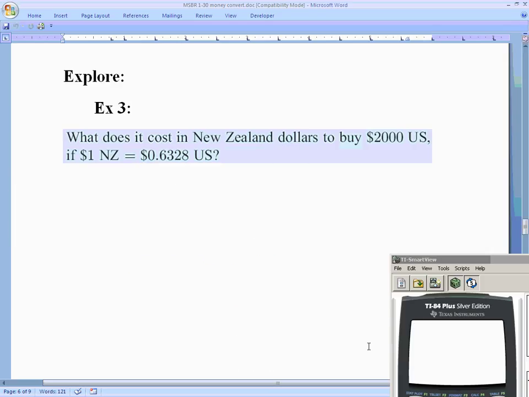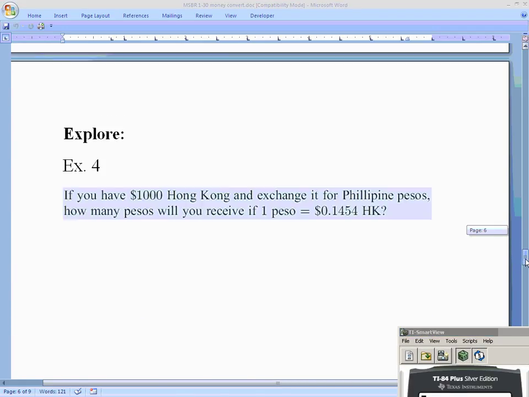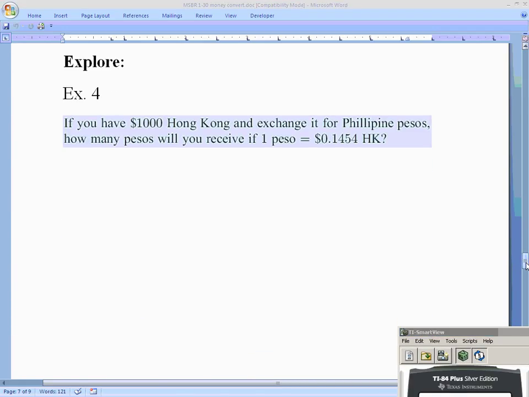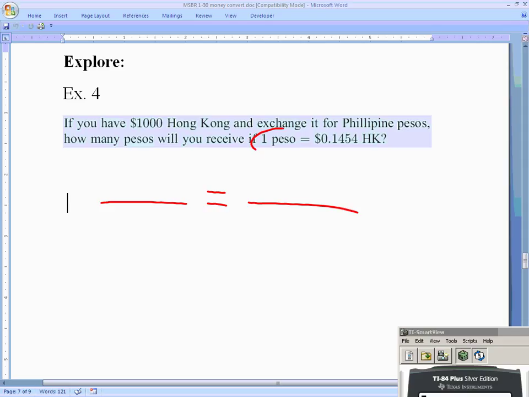One last example. If we have 1,000 Hong Kong dollars and we're exchanging it for Philippine pesos, how many pesos will we receive if 1 peso equals 0.1454 Hong Kong dollars? Once again, super important when we're setting up a proportion, we have to make sure that we have like units in the top and the bottom. Well, the ratio that they gave me, or the equality they gave me, 1 peso, so pesos on top, over a certain number of dollars, 0.1454 Hong Kong dollars.